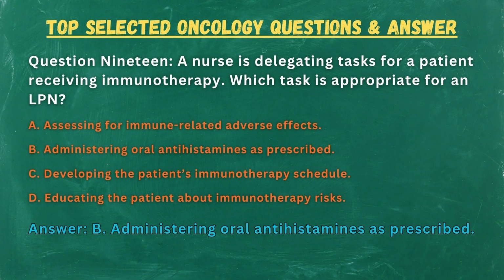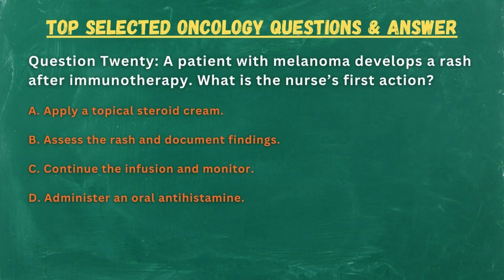Answer. B. Administering oral antihistamines as prescribed. Question 20. A patient with melanoma develops a rash after immunotherapy. What is the nurse's first action?